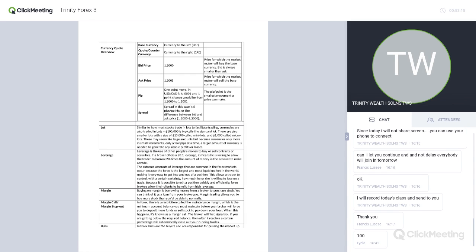So this may seem like large amounts, but because currencies only move in small increments, only a few pips at a time, a large amount of currency is needed to generate any sizable profits or losses. Again, if this market was just to be traded like that, and the minimum you can use is $1,000, it would still lock out most of us. Because you cannot just trade with $1,000, it means you require a little bit more than the size of a lot.